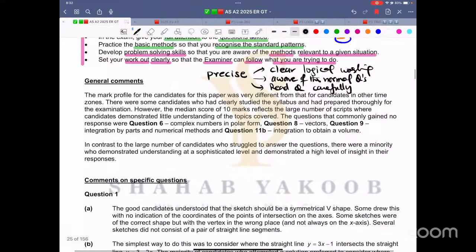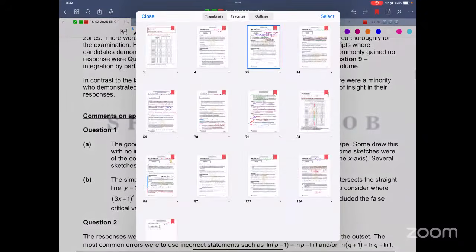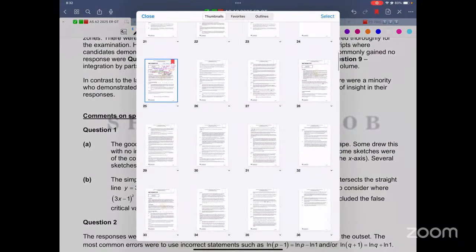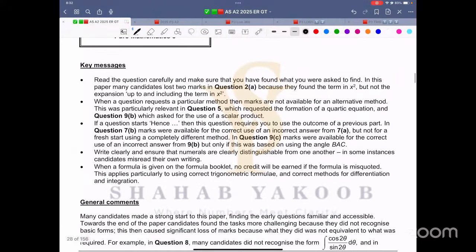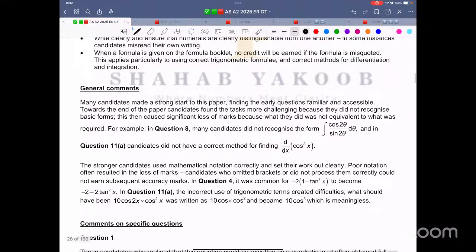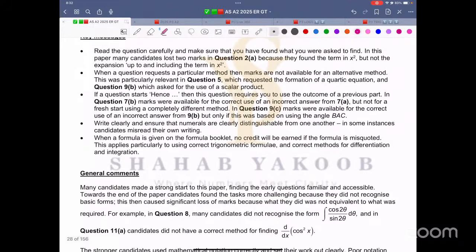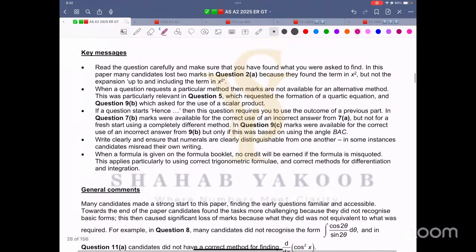Now, let me go to the next one over here, thumbnail. So this one is there. That is the next one. Okay, over here, let me highlight some more important things. Read the question carefully. Make sure that you have found what you were asked to find. That is, read the question at the end.